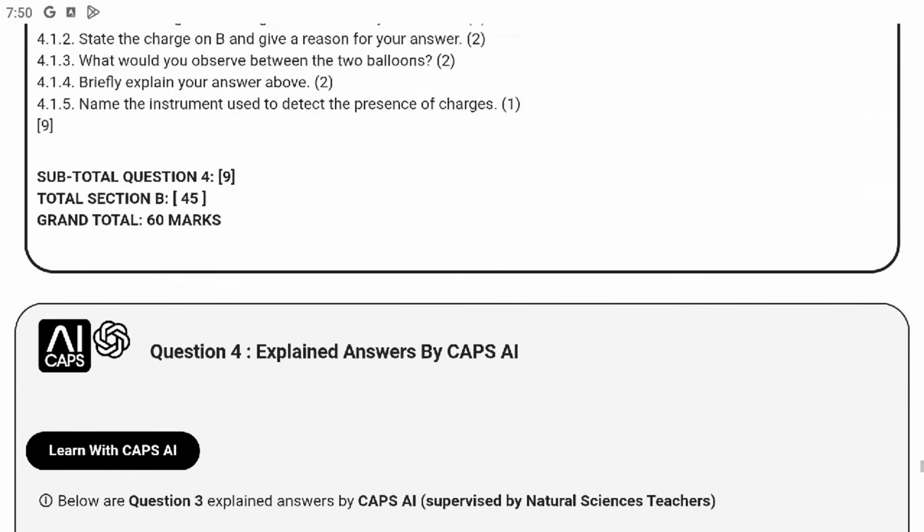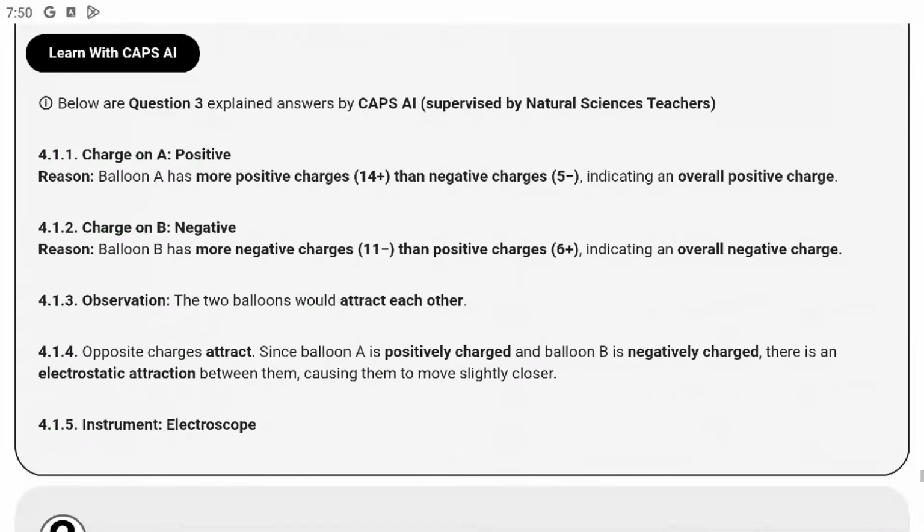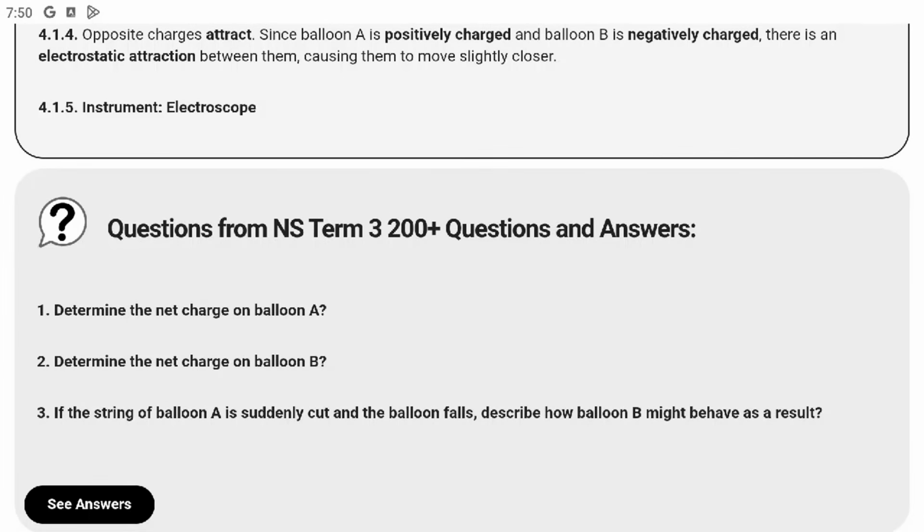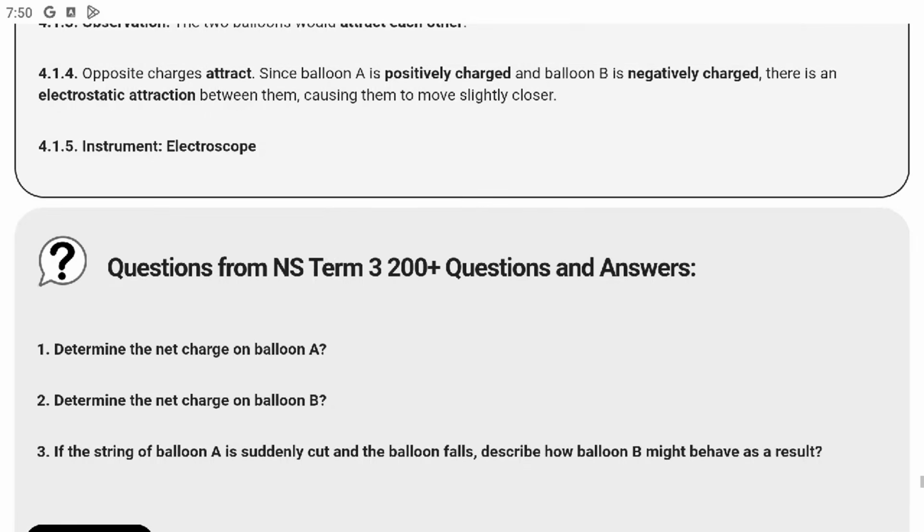So that's it for question 4, and I think it's the last question. And before we actually finish, there are also other questions from the NS 200 plus questions and answers. So the first one says, determine the net charge on balloon A. Can you actually do that, you guys? If you know the answer, feel free to write it in the comments, right? And also determine the net charge on balloon B.